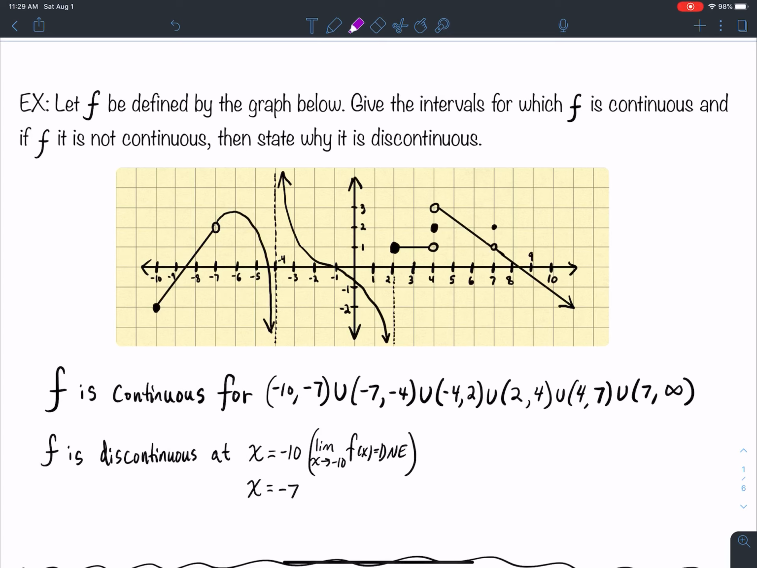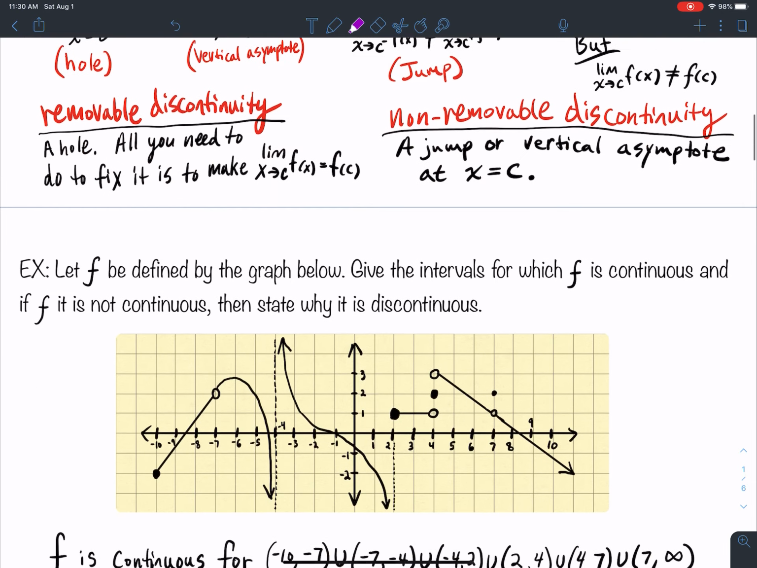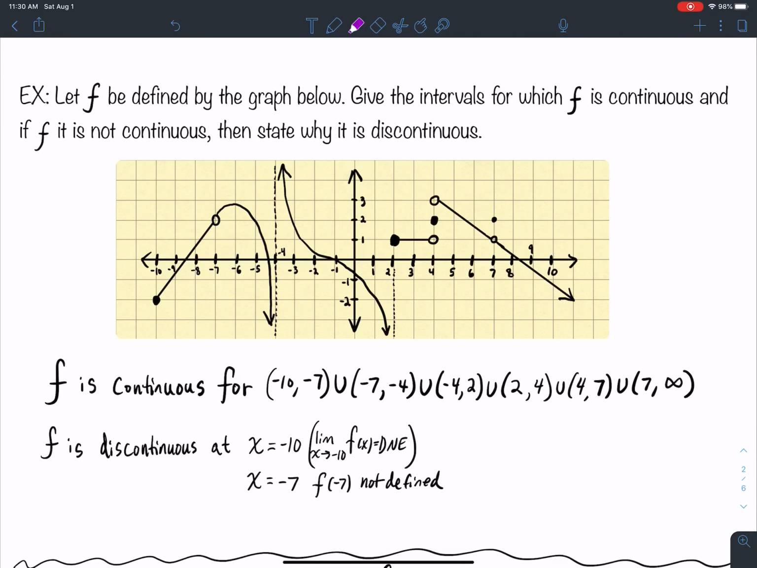All right, the next one is x equal to -7. -7 looks like a removable discontinuity. This one here is not defined, all right, at f of -7. And since it's not defined there, that contradicts rule number 2, being it has to be defined. Therefore, we can say that it's not continuous. It's removable because all it takes is plugging in an f of -7 equal to the limit at that point, and then you've got a continuous function at -7.